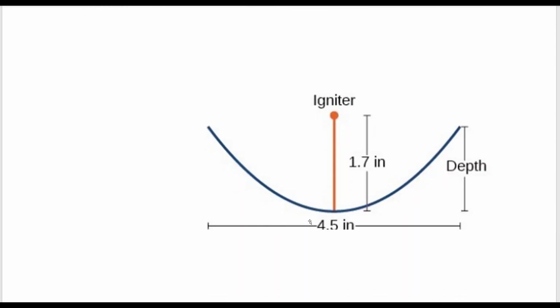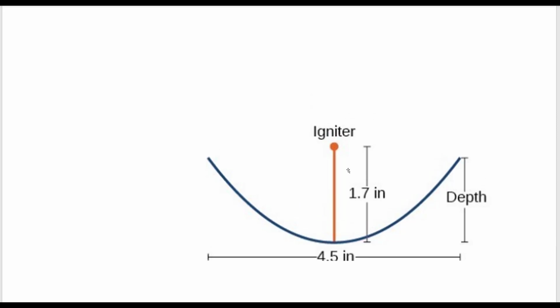So we're going to find the depth based off the fact that it's 4.5 inches wide. Our focus looks like it's going to be 1.7 inches above where the vertex is. So we could say p equals 1.7. So 4p is going to be equal to 4 times 1.7, which is 6.8. So this can be modeled by x squared equals 6.8y. There's the equation that models it.